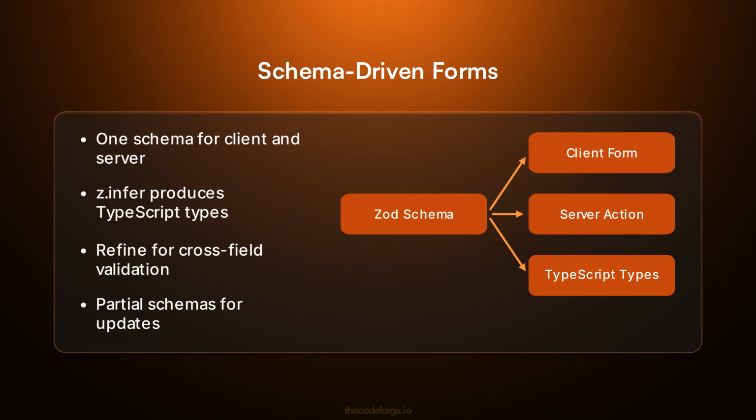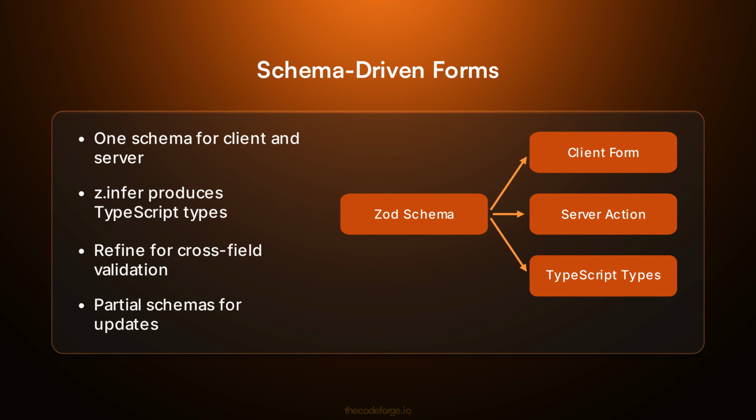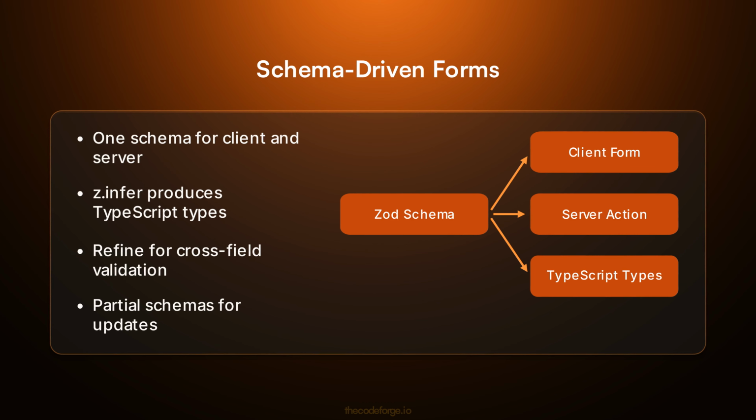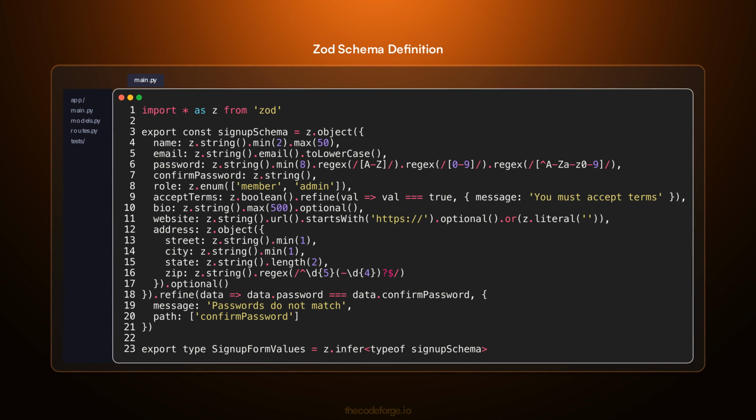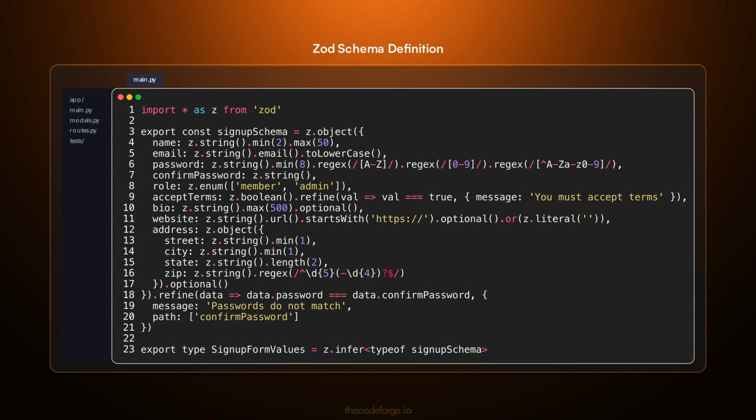The foundation is a Zod schema that defines every field's type and validation. This single file is imported by the client form, the server action, and TypeScript. Change it once, and everything updates automatically. Here's a typical sign-up schema. It defines string fields with min and max lengths, email format, password complexity, and a refine for password matching. z.infer gives us the TypeScript type automatically.